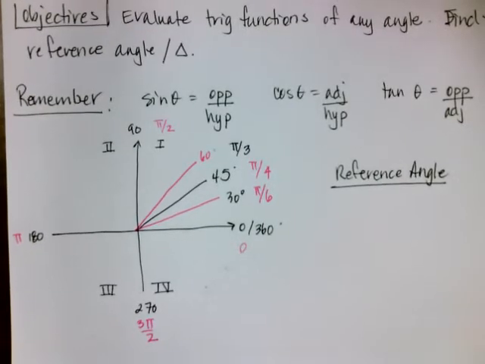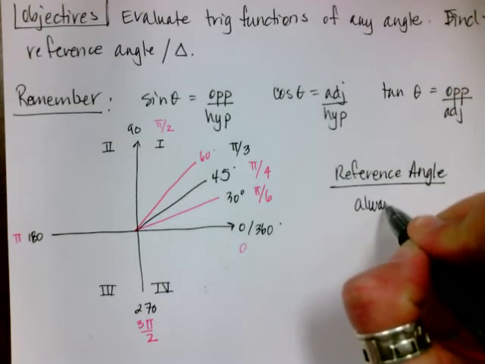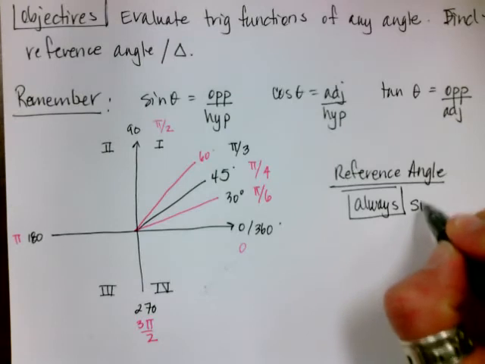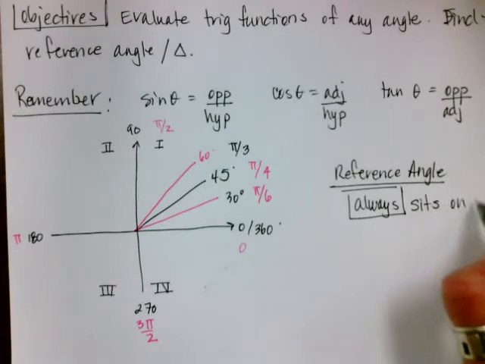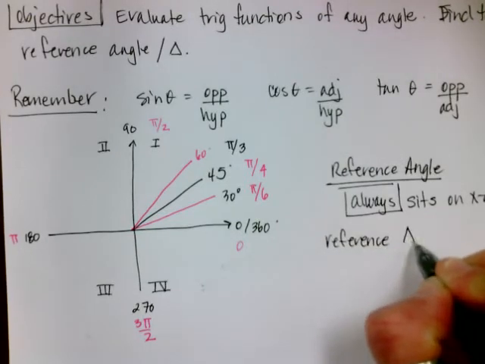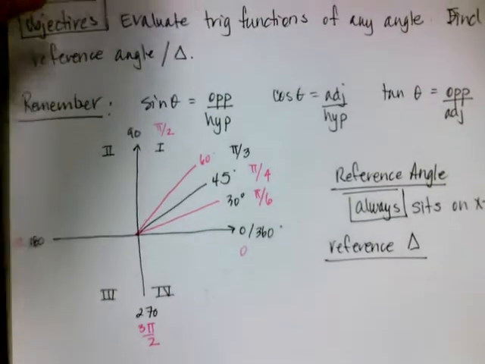So our reference angle always sits on the x-axis, and this is one of the few times that always is a good math word. So it's always going to sit on the x-axis. Okay, and then my reference triangle is just going to be part of my reference angle. So you'll see kind of as we go along.